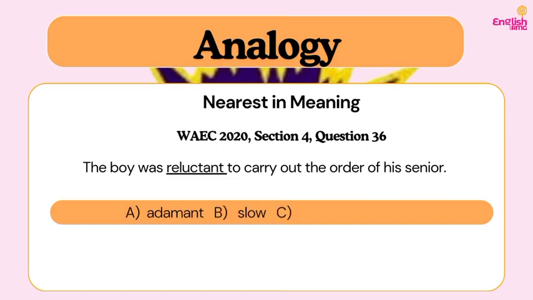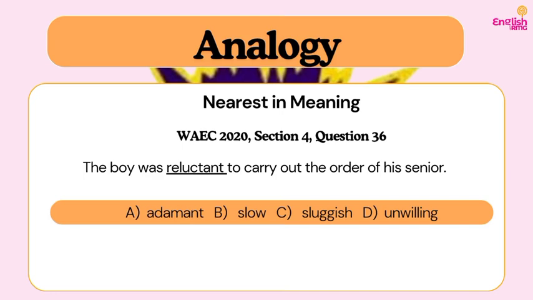So it could be said that you are reluctant to do it. So we have options: A, adamant; B, slow; C, sluggish; D, unwilling. So you might want to think that the answer is sluggish, but when you are sluggish at something, it means that you even started doing it. It's just that you are slow. Do you understand? Just like option B.